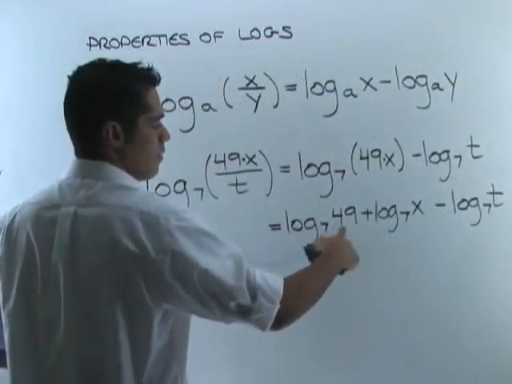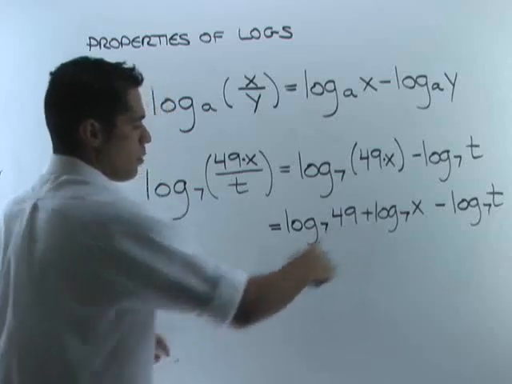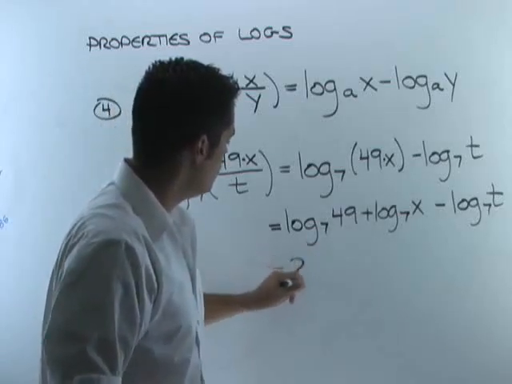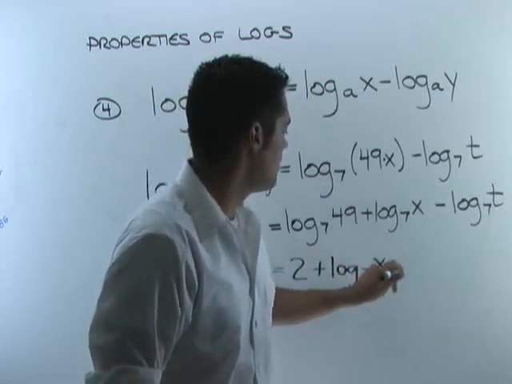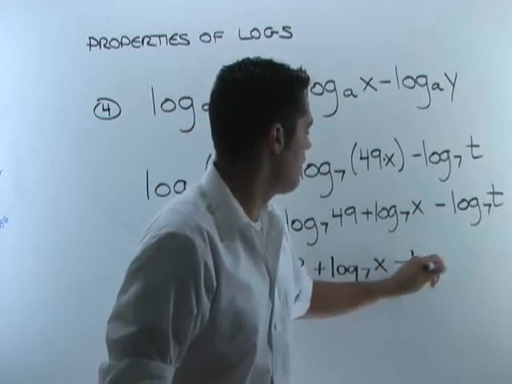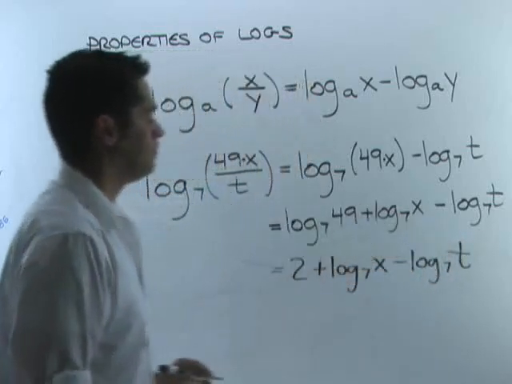And log base 7 of 49 means 7 to what power is 49? Well, that just means 2. And then plus those logs that we still have sitting there. Log base 7 of x minus log base 7 of t. And that would be it.